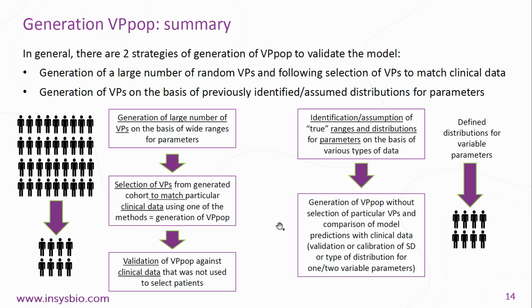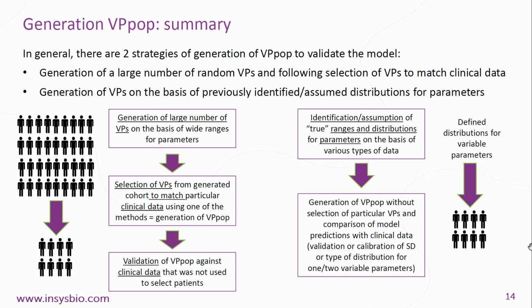To summarize, in general, there are two strategies of the generation of virtual patient populations. First is when you generate a large number of virtual patients on the basis of wide ranges for the parameters, for example, physiological ranges, and then you select the virtual patients from this large cohort to match particular clinical data using one of the proposed or published methods. One of the important things here is that this selection is something like fitting. So I think here it is important to have another data set which can be used for the validation of the selected virtual patient population.